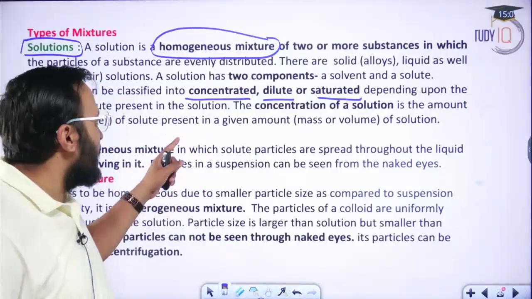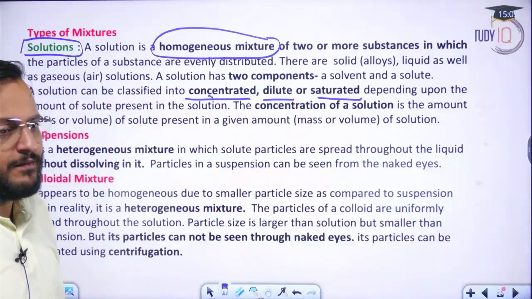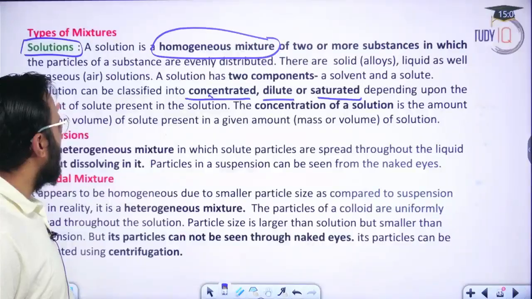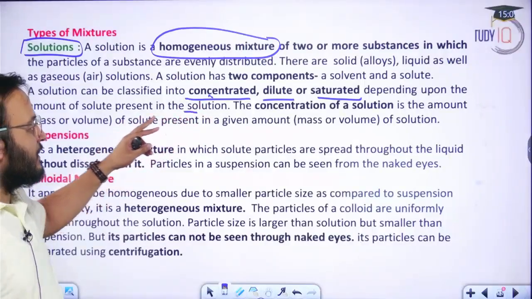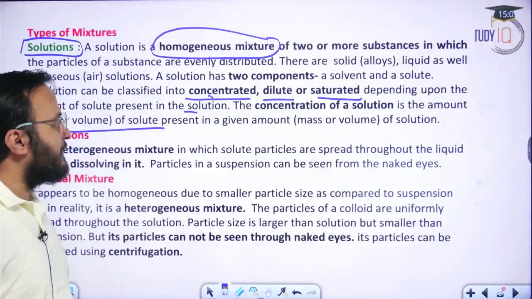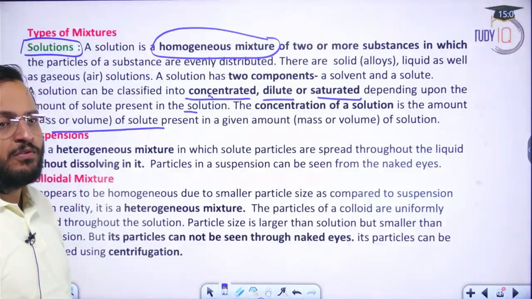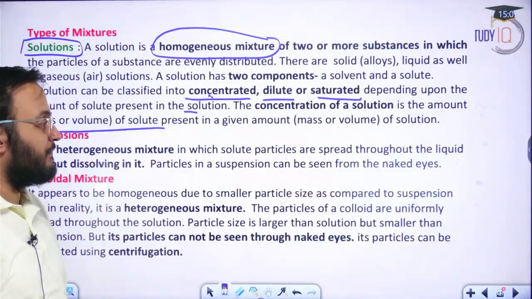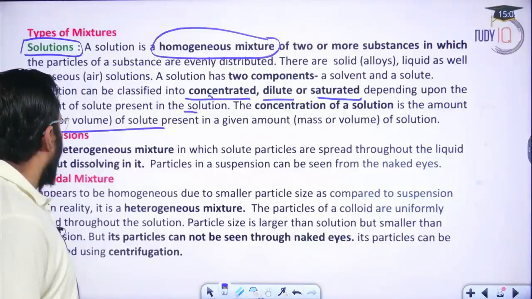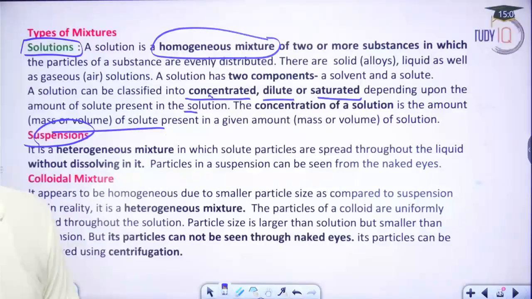So guys, whatever the type of solution, concentrated, dilute, or saturated, that does not matter much, apart from the fact that the concentration of a solution is the amount or the mass or volume of the solute present in a given amount of solution. Basically, the amount of solute in the given amount of solution or solvent. We understood the three types: concentrated, dilute, and saturated. Saturated means no more intake is possible.